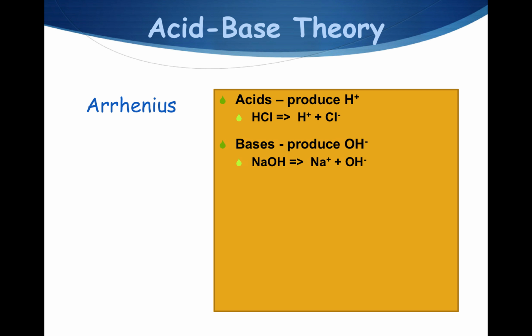According to the Arrhenius theory, a base is anything that produces the hydroxide ion in water. That's why NaOH is an Arrhenius base. When it dissolves in water, it produces the sodium ion and the characteristic hydroxide ion that all Arrhenius bases produce in water.